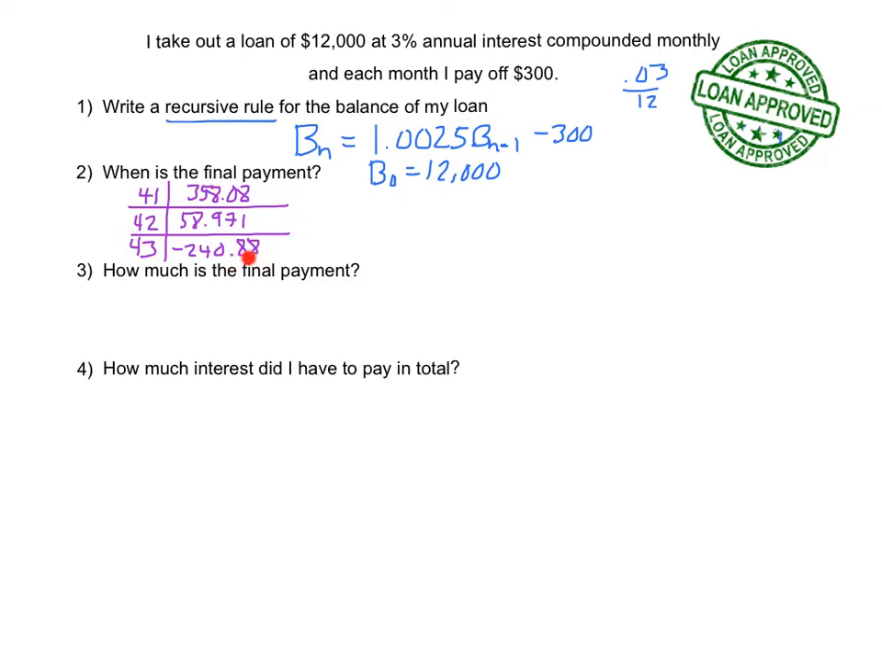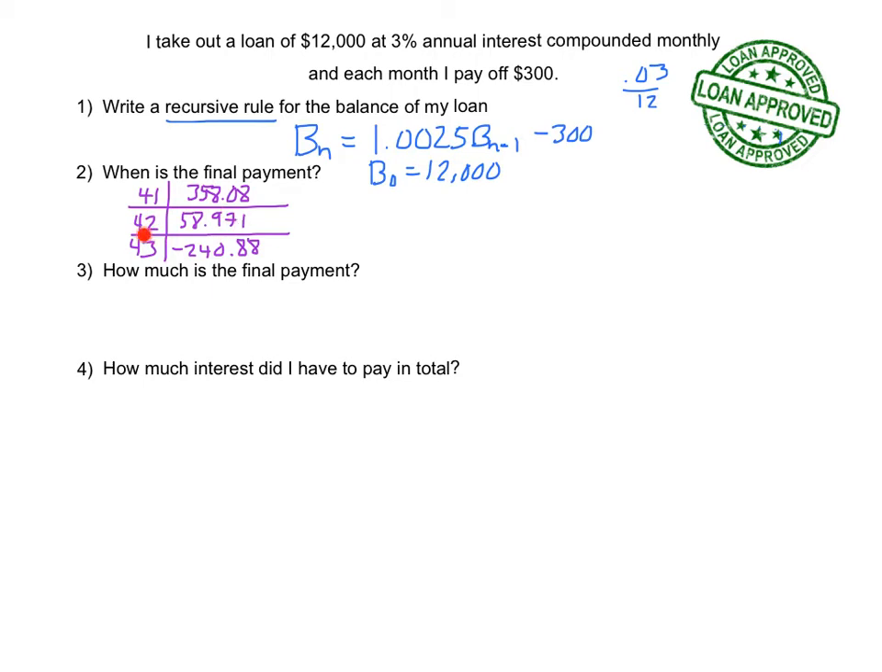Now for some of these numbers, like in the calculator, this one actually read as negative 240.9, but you got to tap over right onto that number to see the 0.88 pop up. Okay, so at the end of the 41st month, I still owe $353. I'm paying off $300 at a time, so the 42nd month comes around, it grows by 0.25%, and then I pay off another $300.